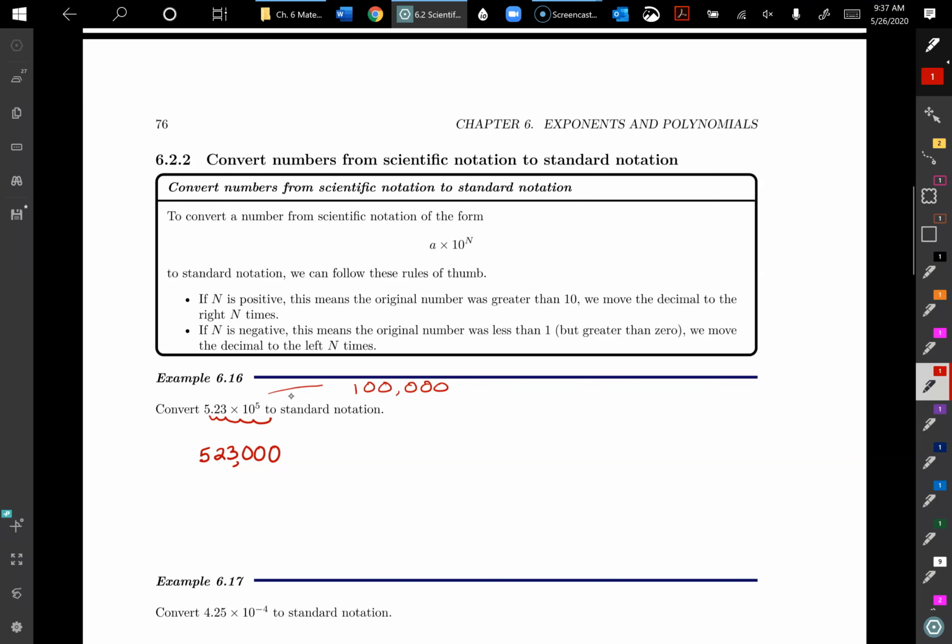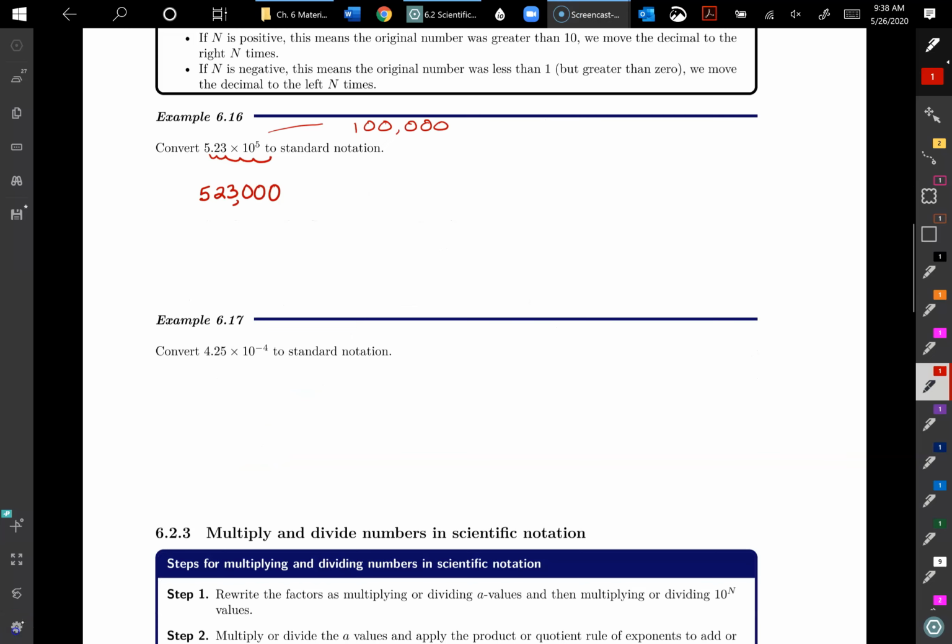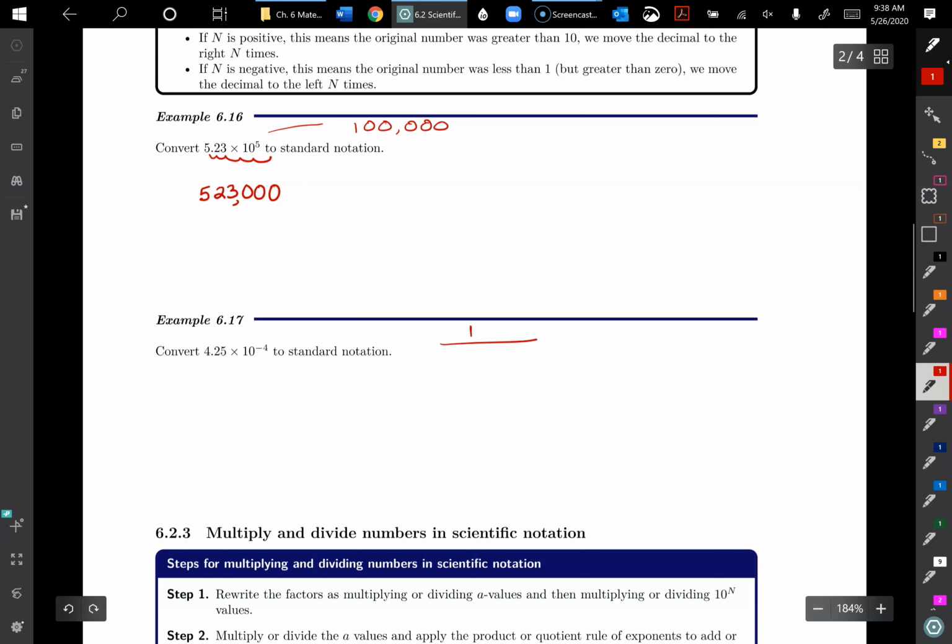Now we're going to look at example 6.17, and we have 4.25 times 10 to the negative 4th. So I know that should have originated as a tiny number. So when I put it back into standard notation, I'm really dividing by, which is the same as this, 1 over 10 to the 1, 2, 3, 4. Okay.